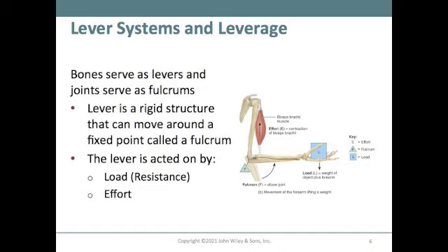Bones serve as levers and joints serve as fulcrums. This is just basic physics here. A lever is a rigid structure that can move around a fixed point called a fulcrum. The lever is acted on by load or some resistance, and the effort would be equated to work. The contraction of the biceps brachii is the work or the effort.